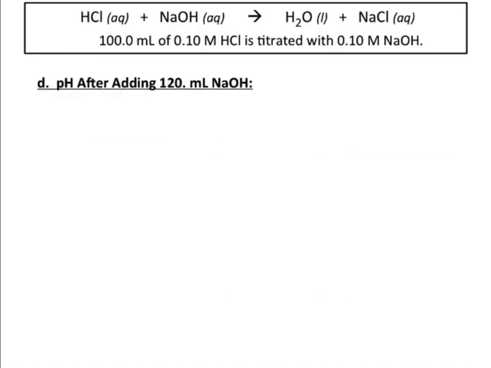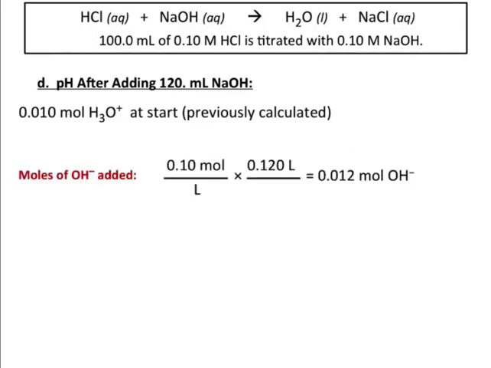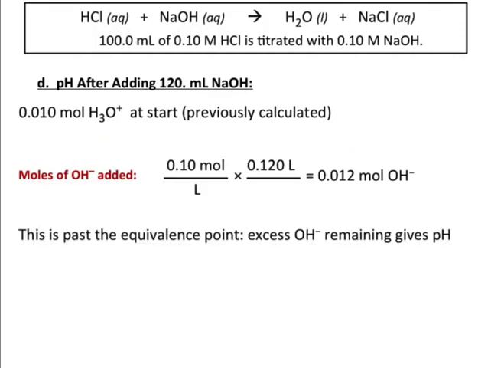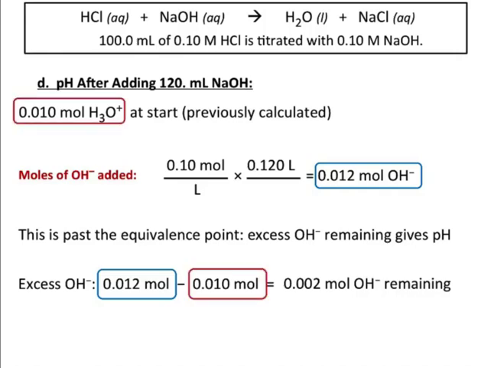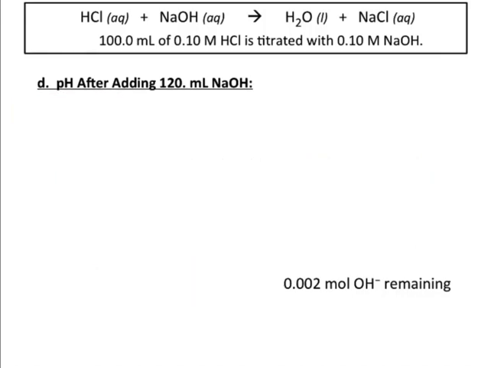All right, last part. So here's the amount of acid we started with. And now we've added this number of moles of hydroxide. New volume, more hydroxide. And so we've added more hydroxide than we had acid in the first place. So now we're past the equivalence point, and however much hydroxide is left over is going to drive the pH. So we have to find what that is. Here's how much hydroxide you've added. Here's the amount of acid you had in the first place. So then here's how many hydroxides are left over.